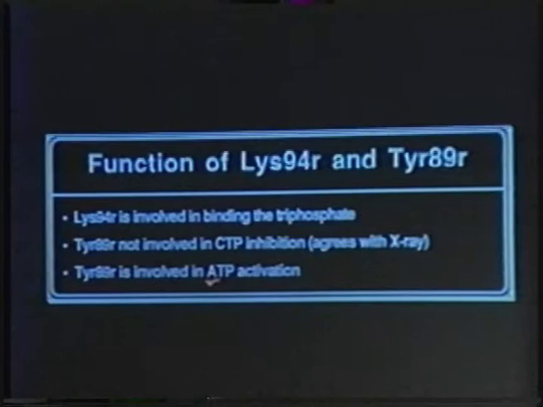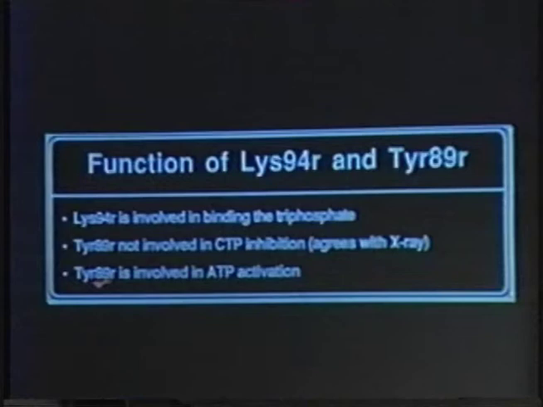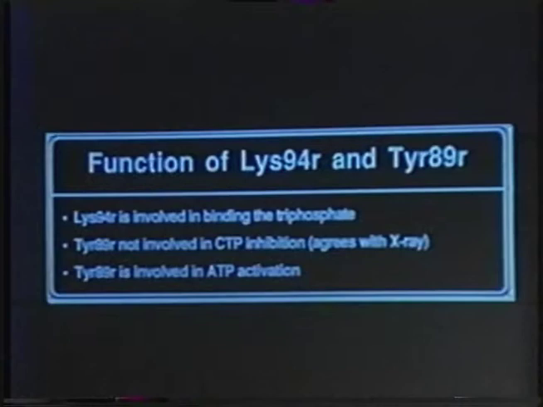Lysine 94 and tyrosine 189 bind near the triphosphates in the regulatory site. The R means regulatory chain. Lysine 94 is definitely involved in binding the triphosphate, and tyrosine 89 is only a little bit involved in the CTP inhibition, but if you put the ATP in place of CTP, then tyrosine 89 is pushed around quite a bit by the larger ring of ATP, and this is also supported by the mutations. Mutations have been made at both of these side chains now.